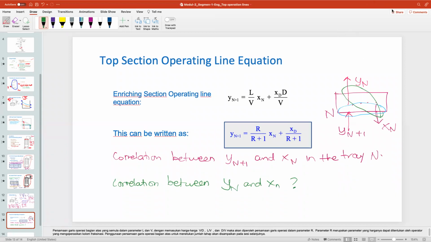Who wants to answer? Gamma, are you there? Nadifa? What is the correlation between yn and xn? Yn is the vapor leaving tray n. Xn is the liquid leaving tray n.